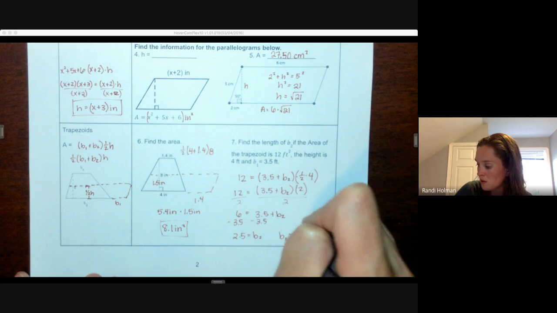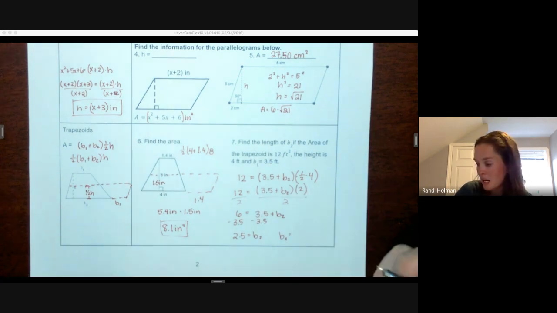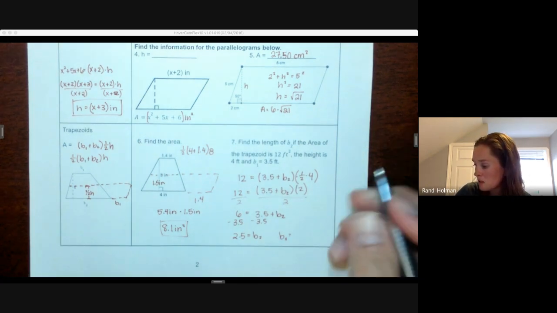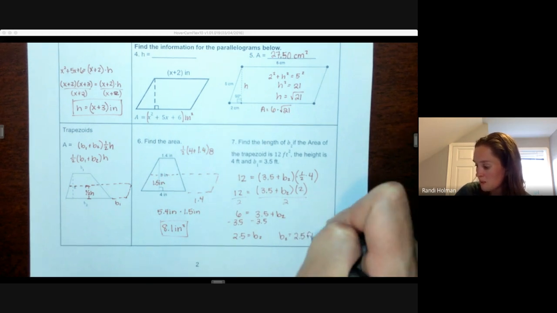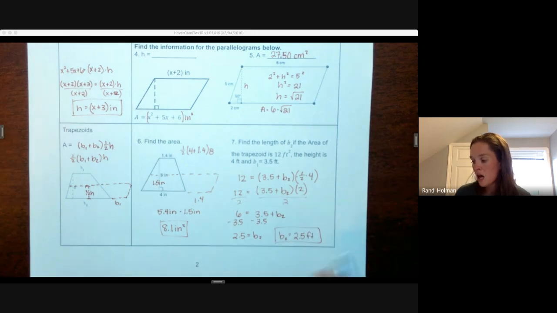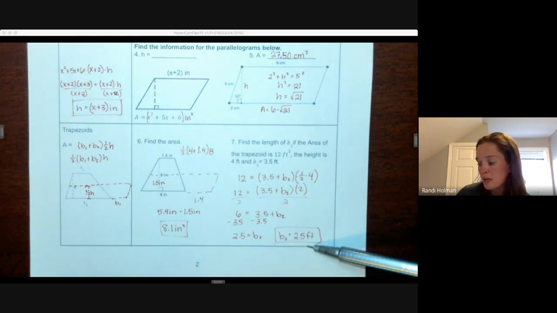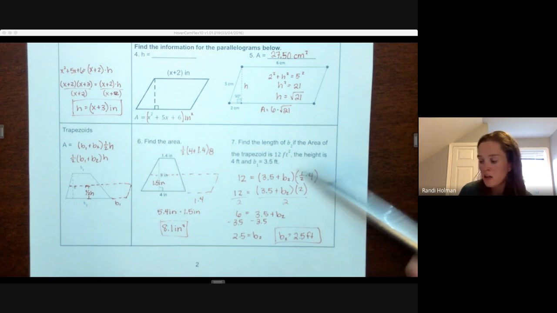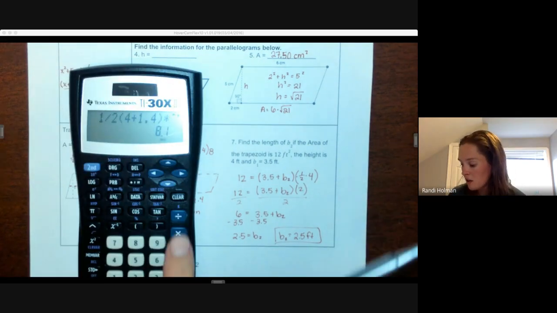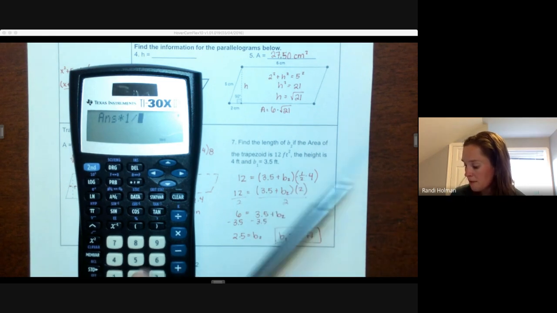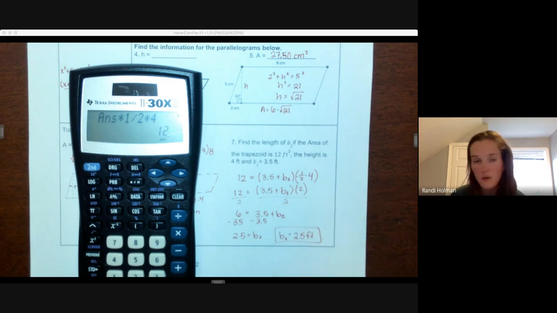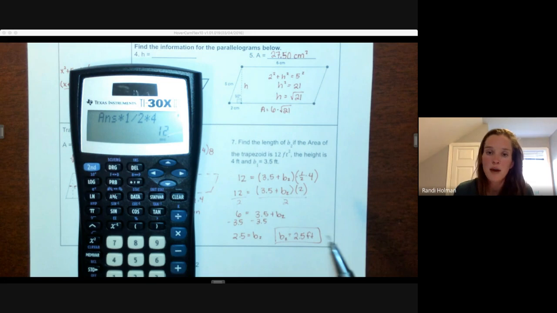And then make sure you put in the correct units. The base is a length, so we're just going to be using length units, which in this case are feet. So it's 2.5 feet. Okay. So when we're looking at this, it wouldn't be a bad idea to go back and check your answer. So if I take 3.5 plus 2.5 times 1/2 times 4, I should get 12. Okay, if you don't get the correct area working forwards, then go back and fix your algebra.